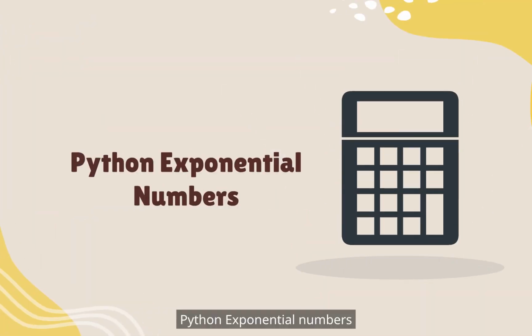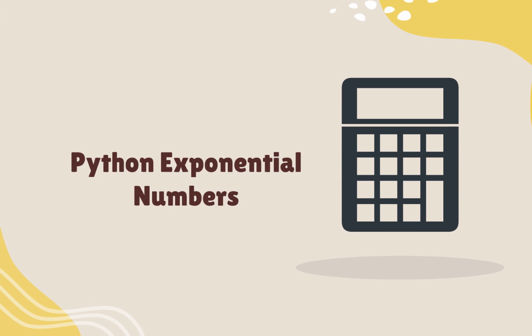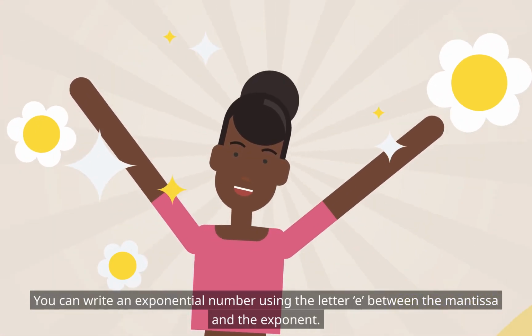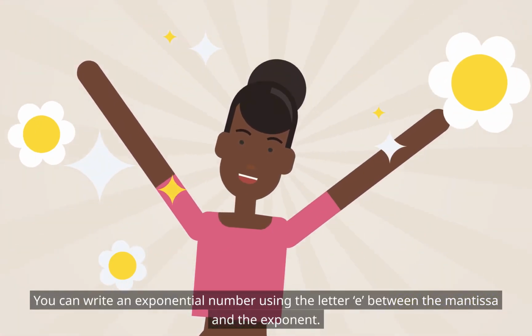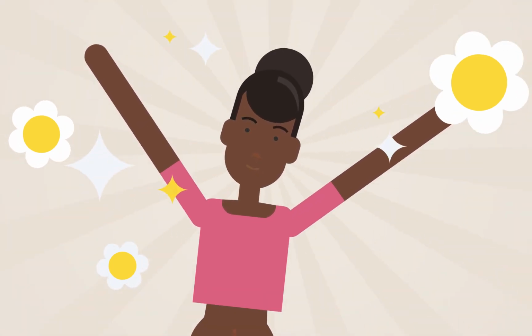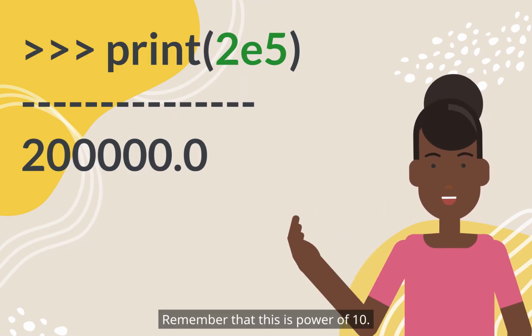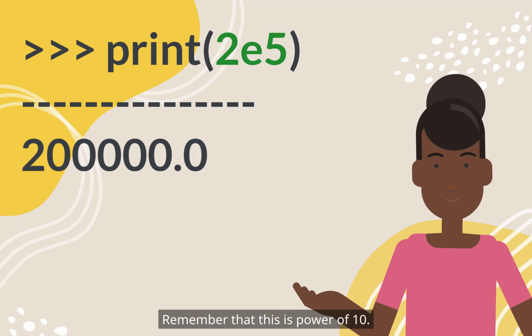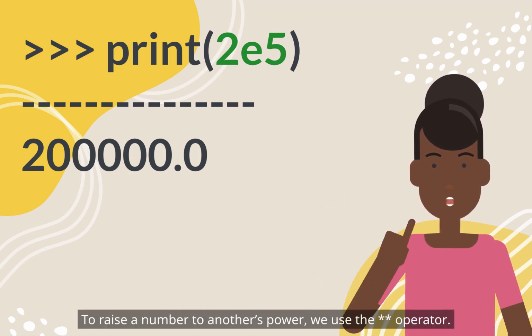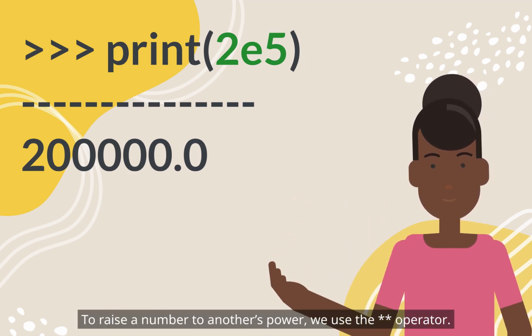Python exponential numbers. You can write an exponential number using the letter e between the mantissa and the exponent. Remember that this is power of 10. To raise a number to another's power, we use the ** operator.